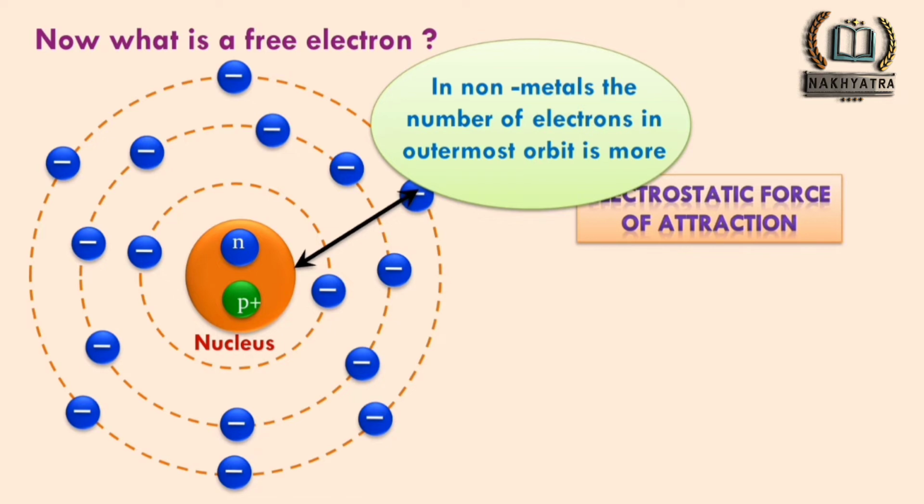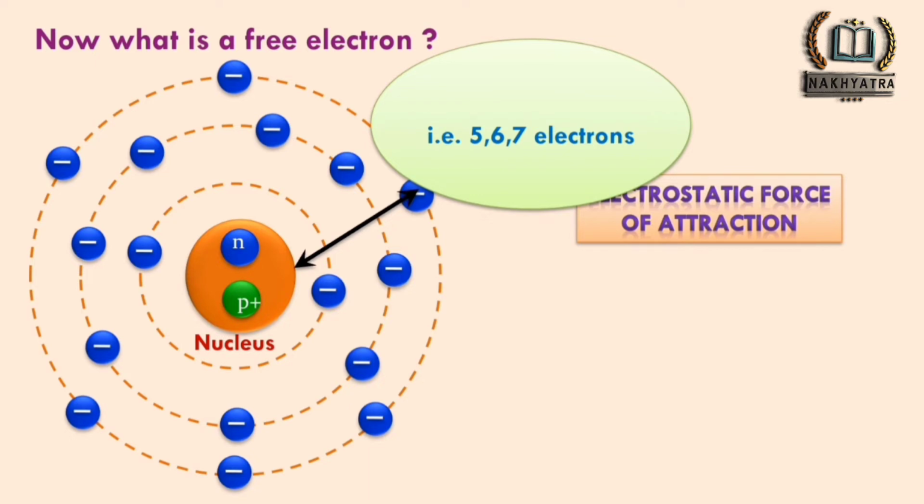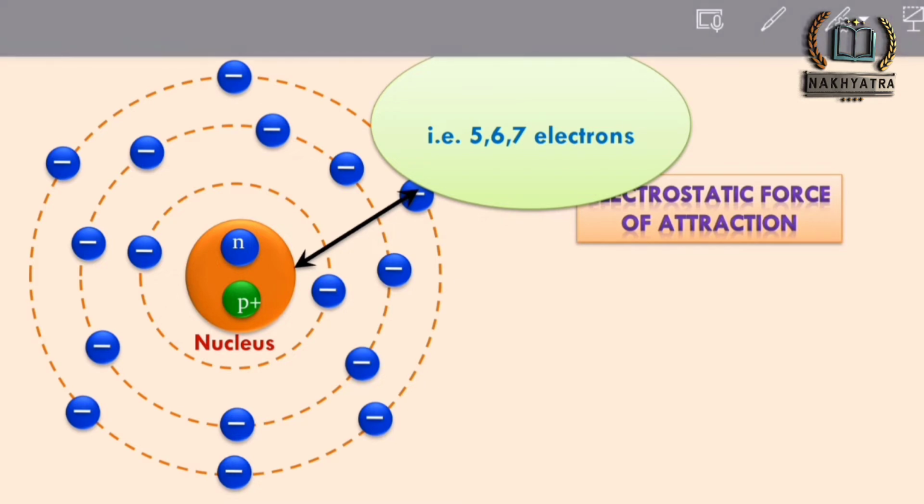Now see, in case of non-metals, like I'm considering here nitrogen, the atomic number is 7. Let's see how many electrons are there in the outermost orbit. In case of non-metals, the outermost orbit has 5, 6, or 7 electrons. I'm going to give an example of nitrogen only. Write nitrogen. What is the atomic number of nitrogen? 7.